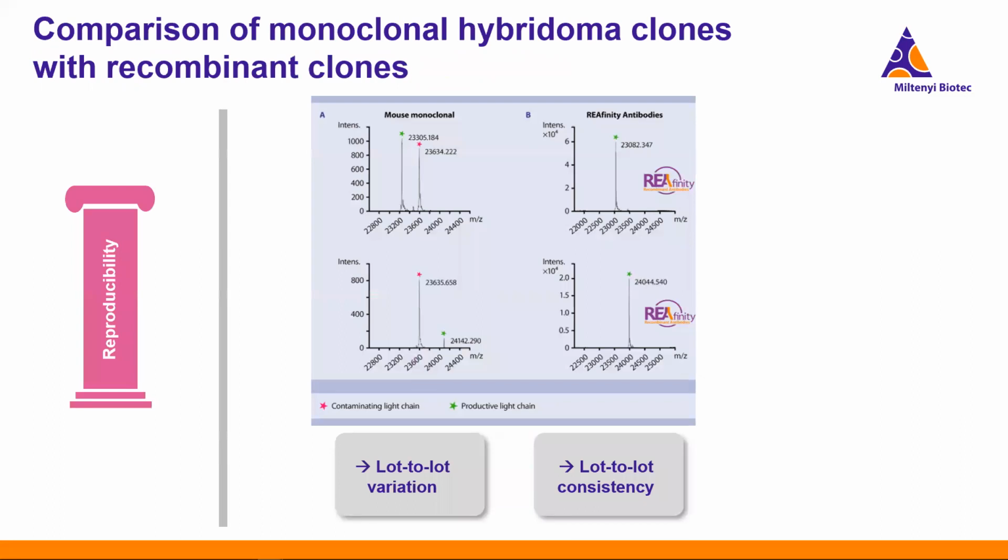So let's talk about ensuring reproducibility first. Earlier, we kind of touched on the idea of contaminating heavy and light chains, and here we can see that in action. So in column A, you can see mass spec data of a traditional hybridoma, and the pink star represents a peak that is the light chain that comes from the myeloma fusion partner, and the green peak is a signal from the actual chain we want, the light chain from our B-cell clone.